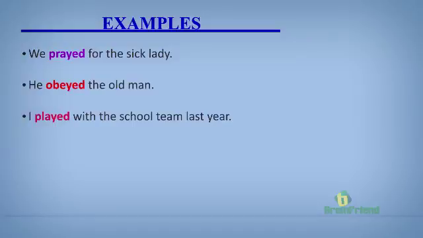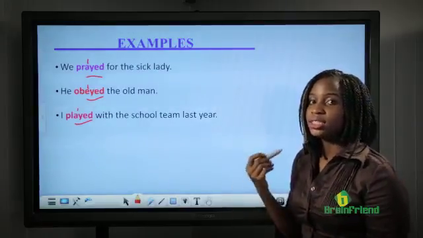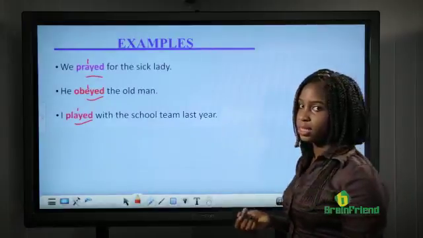We prayed for the sick lady. He obeyed the old man. I played with the school team last year. We have a vowel before y in pray. We have a vowel e before y in obey. And we have a vowel a before y in play. That is why we just add ed to form the past tense.